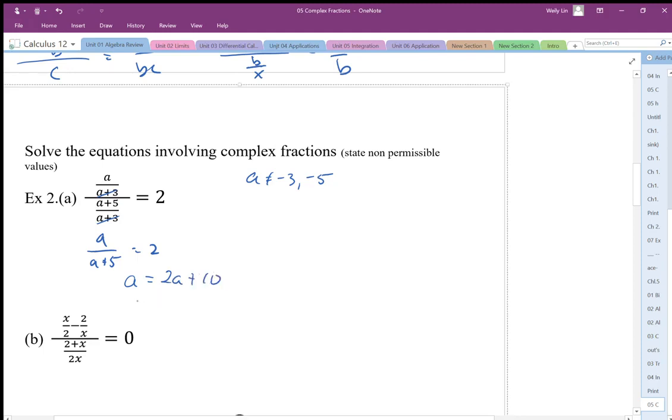Okay, so I can solve this for a. So -10 is equal to a.